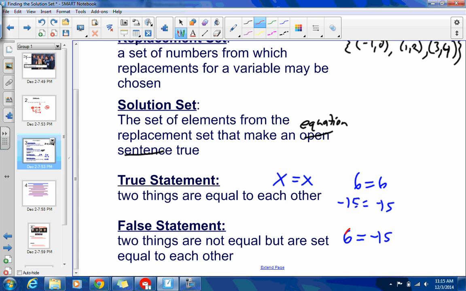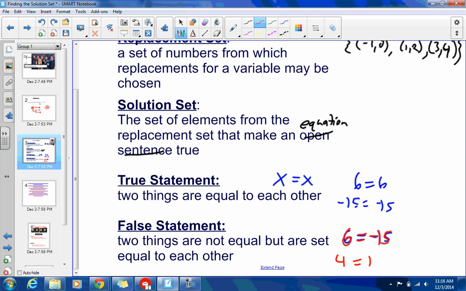I'll use red because red is usually the negative color, like stop. Let's say 4 equals 1. No, that's not true. Those are false statements. 4 is not equal to 1.